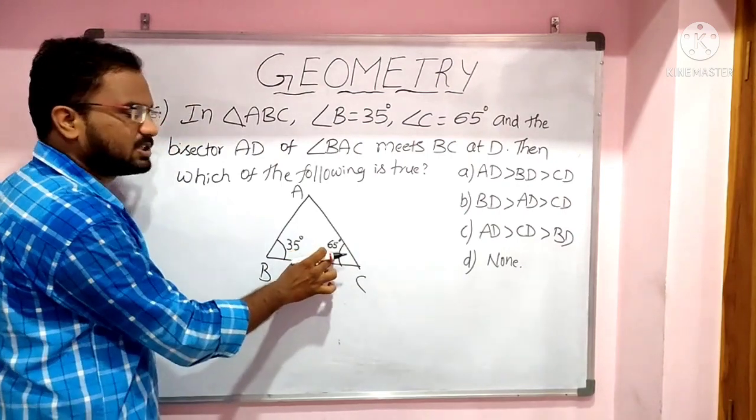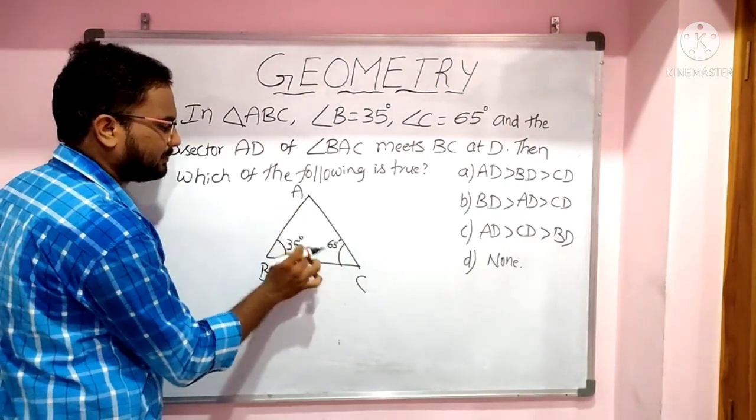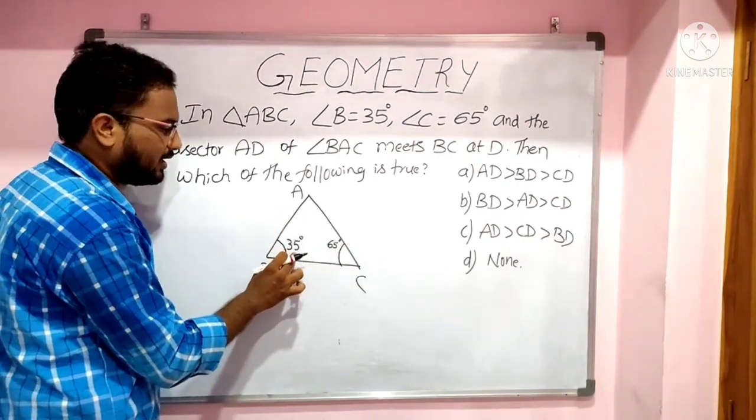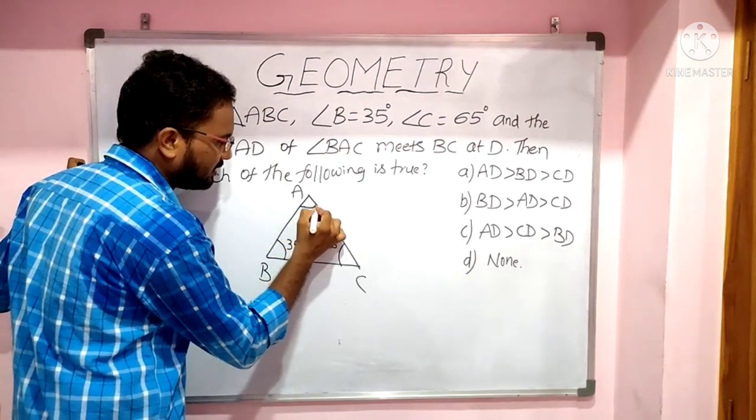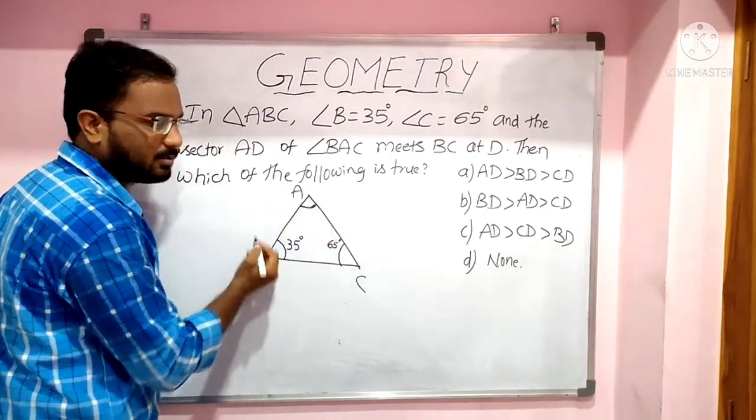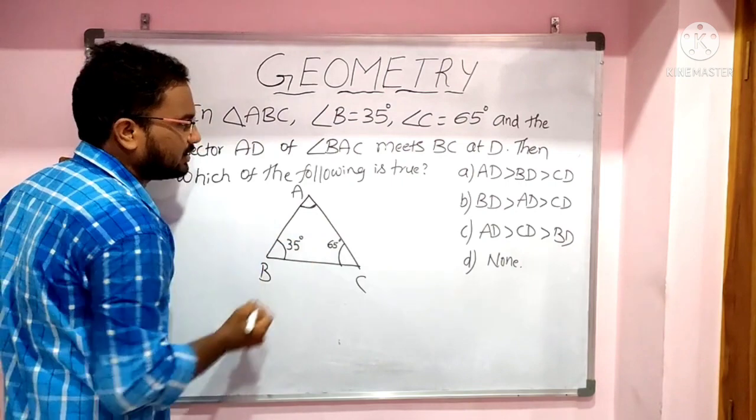This is 35, this is 65. This is a triangle. So this angle will be 65 plus 35 is 100. So this angle will be 80 degrees. Okay, sum of angles is 180. So this angle is 80 degrees.